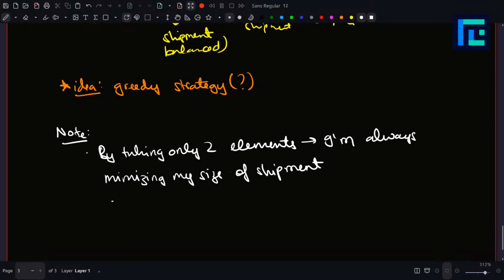That means the remaining elements are maximum, right? Maximum number of remaining elements after removing the shipment. So if I took a shipment of size 3, there'll be fewer elements remaining, right? If I take a shipment of size 2, there'll be the maximum number of remaining elements.